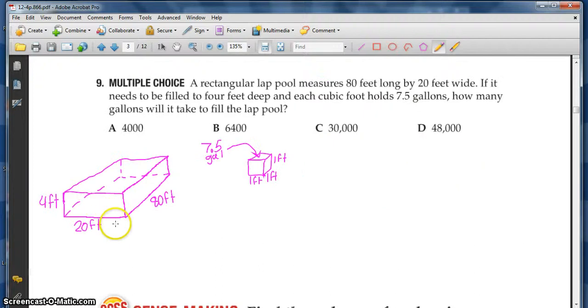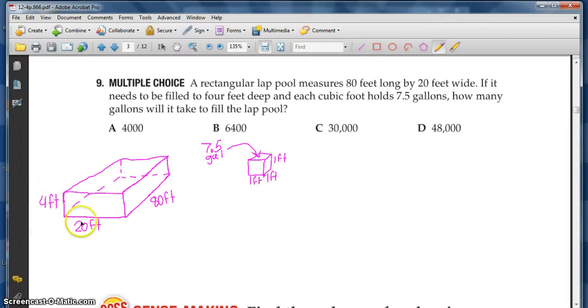Number 9, a rectangular lap pool measures 80 feet long by 20 feet wide. If it needs to be filled to 4 feet deep, and each cubic foot holds 7.5 gallons, how many gallons will it take to fill the lap pool? So in my diagram here, length by width by depth would give me the volume of this pool, and here's my cubic foot, and I can pour 7.5 gallons into a cubic foot.